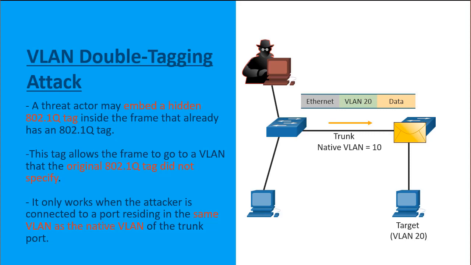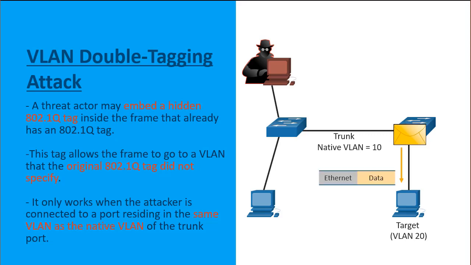This second switch is going to receive that frame, and it's going to strip off that VLAN 20 header, and then it's going to forward it out any VLAN 20 ports, which includes down to that targeted host. This is effectively allowing our threat actor machine on VLAN 10 to communicate to the target on VLAN 20 using a double tag. Now, VLAN hopping and this whole idea of VLAN double tagging can both be prevented by putting in a couple security guidelines.